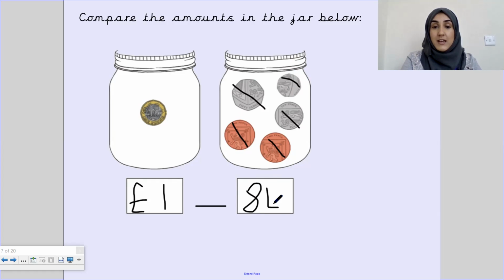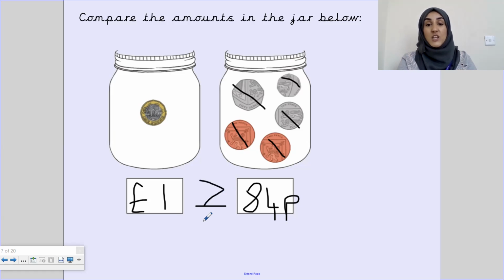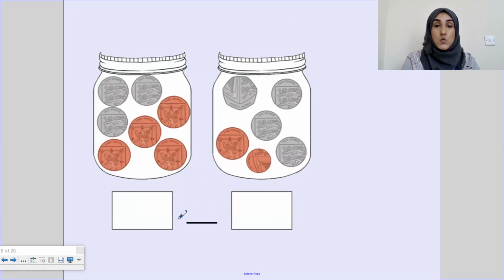Now, can you tell me which side has the greater value? Remember what I said about there being 100 pennies in £1? Well done. The greedy crocodile will always eat the greater value. He's such a greedy crocodile, that crocodile. Ooh, right, okay, let's move on to this one. Pause the video here and have a very, very quick count.